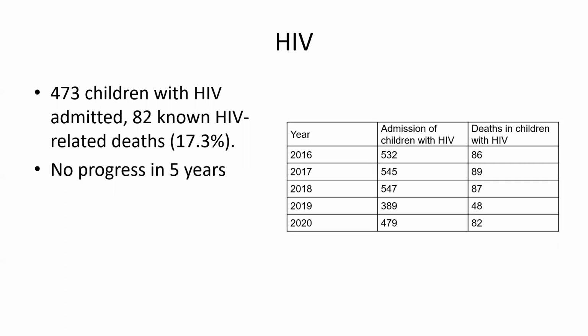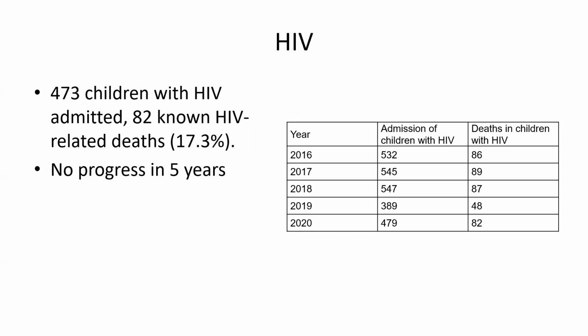I want to go on now and talk a bit about a few other diseases. We've still got a bit of time. Perhaps about some conditions where we haven't had so much improvement. The first one is HIV. And of course, in the 24 hospitals for last year, we had 473 children admitted with HIV.